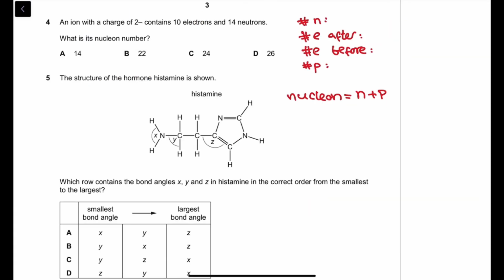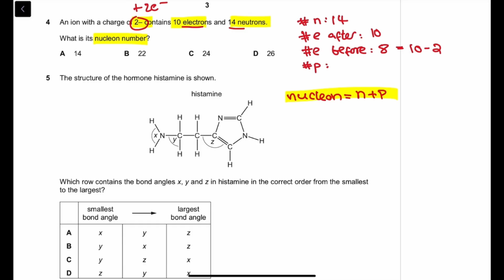Question number 4. An ion with a charge of 2- contains 10 electrons and 14 neutrons. What is its nucleon number? So the nucleon number is the number of neutrons plus the number of protons. So the number of neutrons as given is 14. The number of electrons after it has become an ion is 10. And because it has a charge of 2-, it must mean it gained 2 electrons. So before that it had 8 electrons, because that is 10 minus 2.